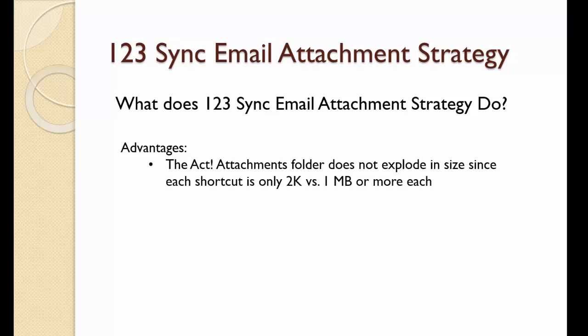First, the ACT attachments folder does not explode in size, since the shortcuts are only 2K versus the size of the emails, which tend to be half a meg, 1 meg, if not more. So in 1 megabyte, one email can have 500 shortcuts. So you have a 1 to 500 compression rate on the attachments database, if not higher.